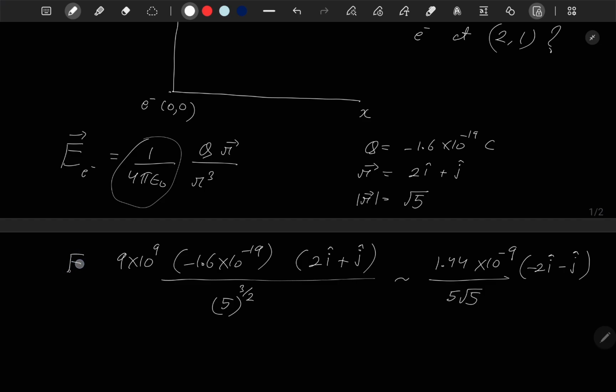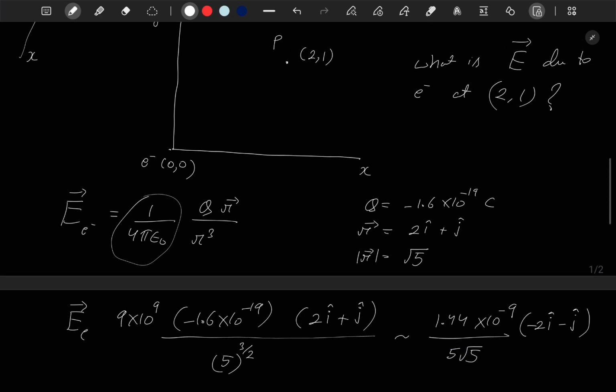So this is the electric field due to the electron at the origin at the point P (2, 1). Okay. So calculating electric field because of discrete charges is very simple. If there are many charges, suppose one electron is here and another electron is at (0, 2), then due to both these electrons, you can calculate the electric field at point P by simply using the superposition principle. So calculating electric field because of discrete charges is relatively simple.